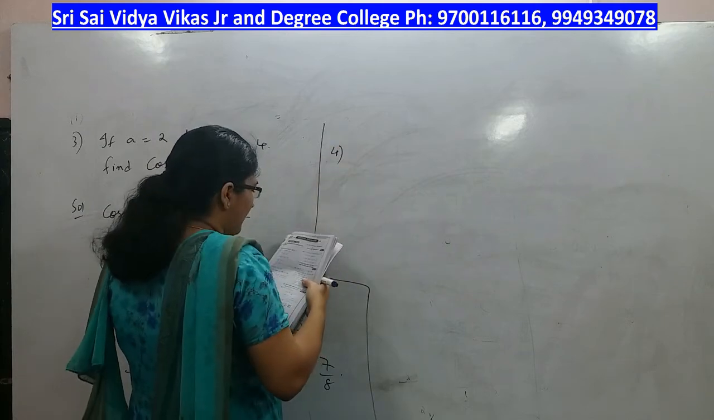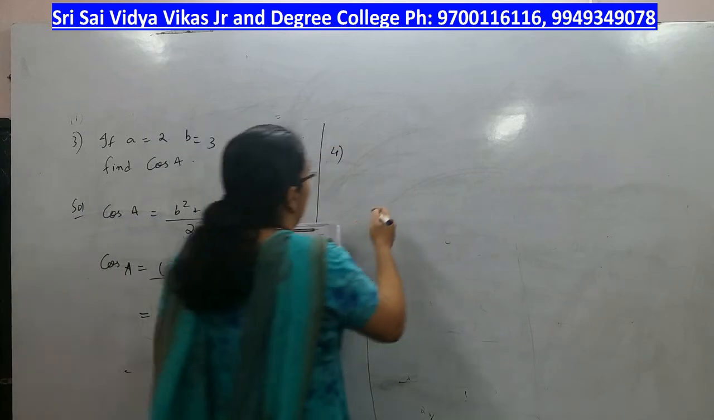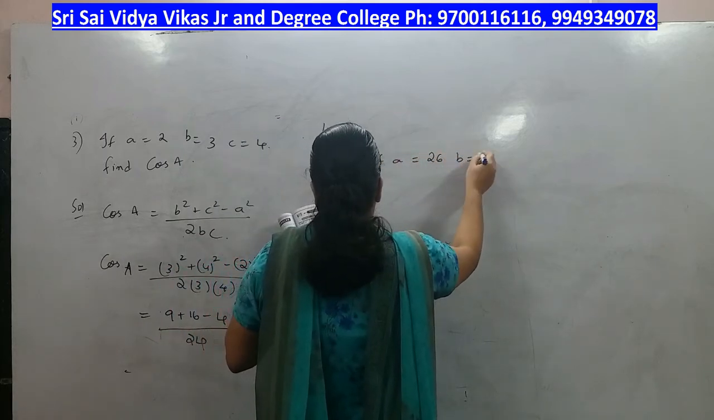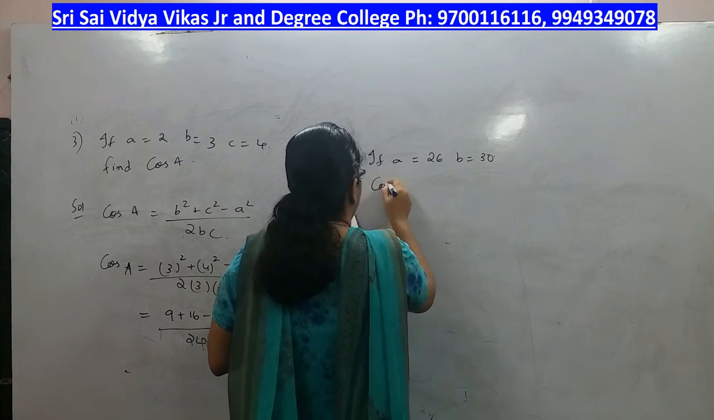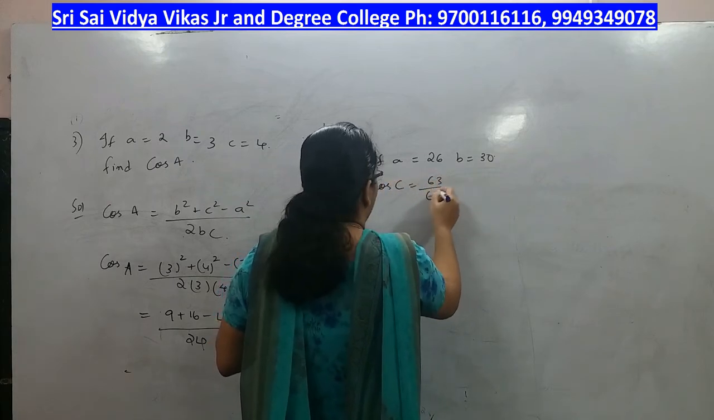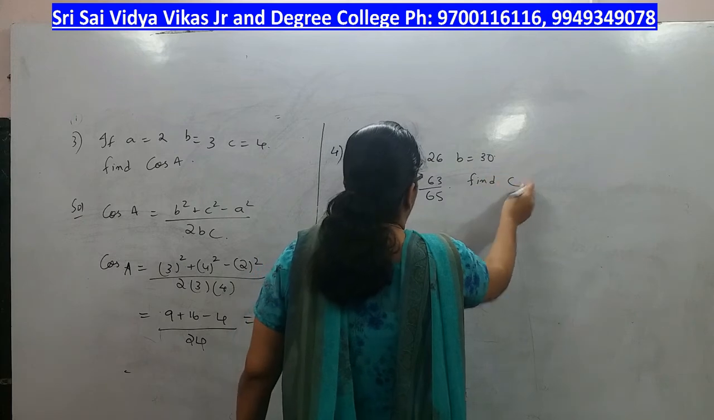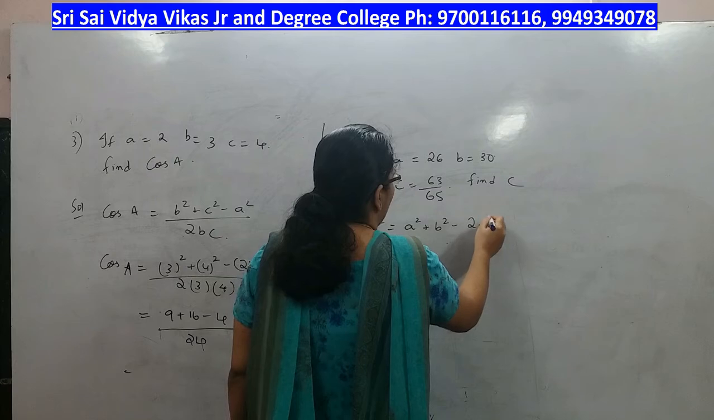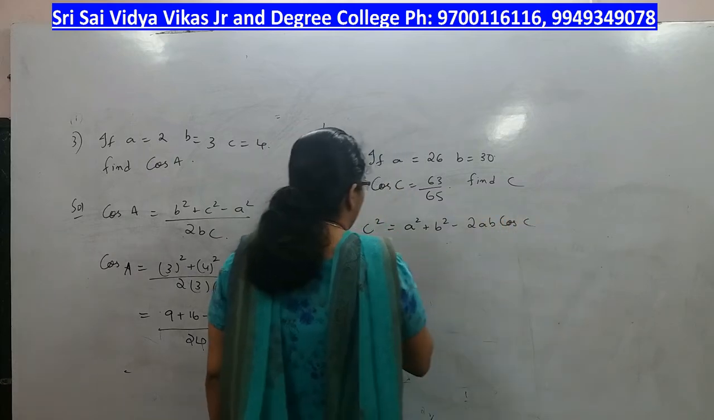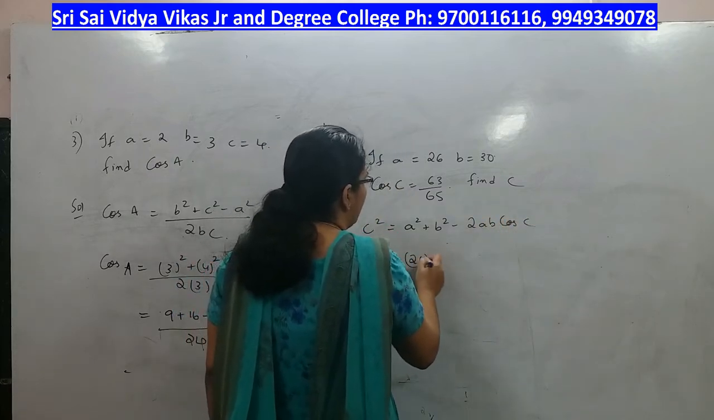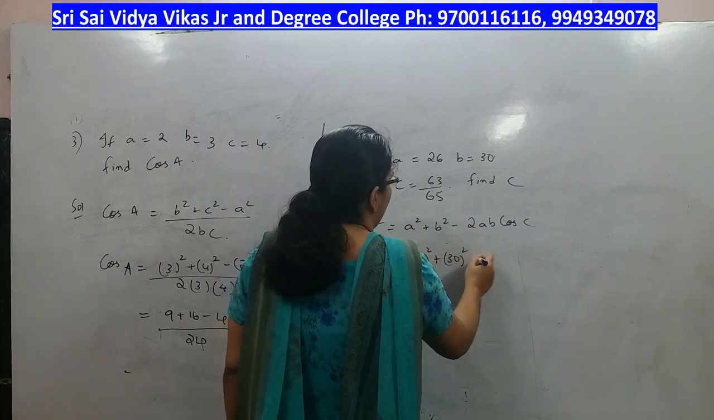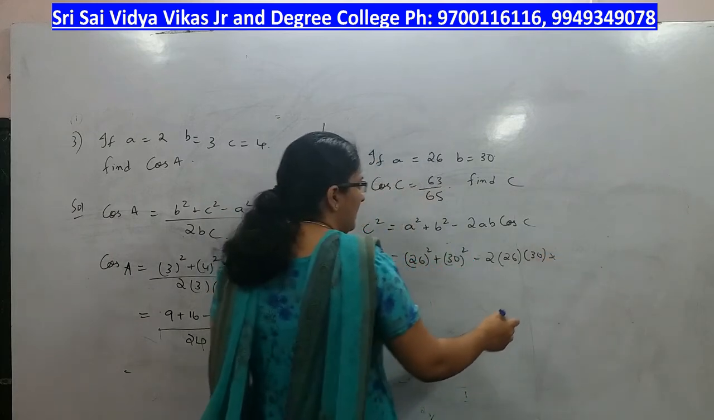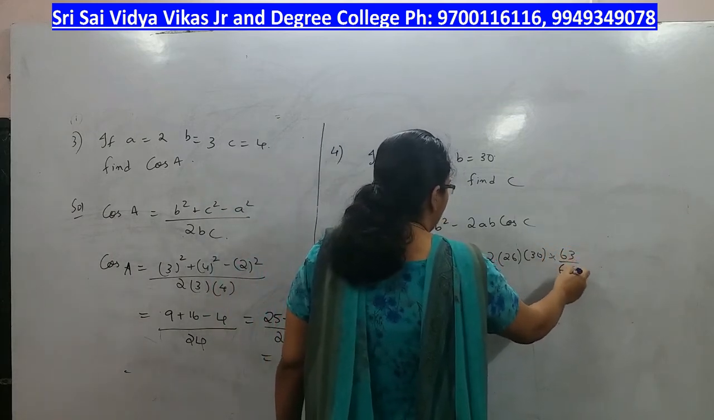Fourth one, if A is equal to 26, B is equal to 30, cos C is equal to 63 by 65, find C. We have C square is equal to A square plus B square minus 2AB cos C. C square is equal to 26 square plus 30 square minus 2 into 26 into 30 cos C, 63 by 65.